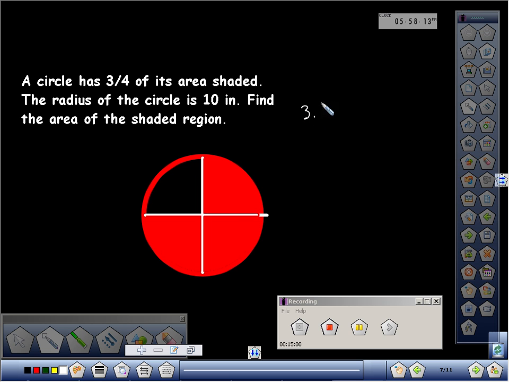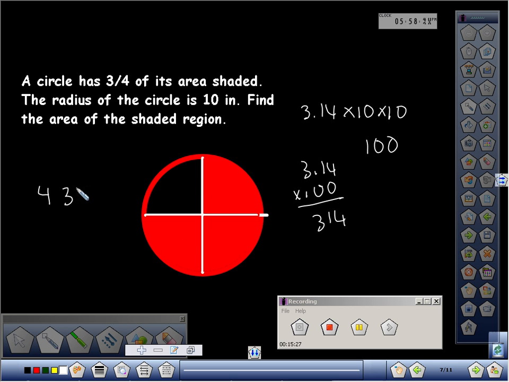So we're going to go 3.14 times 10 times 10. 10 times 10 is 100. So we got to go 3.14 times 100. That's just going to give us 314. Okay? So our answer is going to be 314 for the whole thing. But we don't want the whole thing. We just want 3 sections out of 4. So let's divide 314 by 4, figure out how much is in each section.